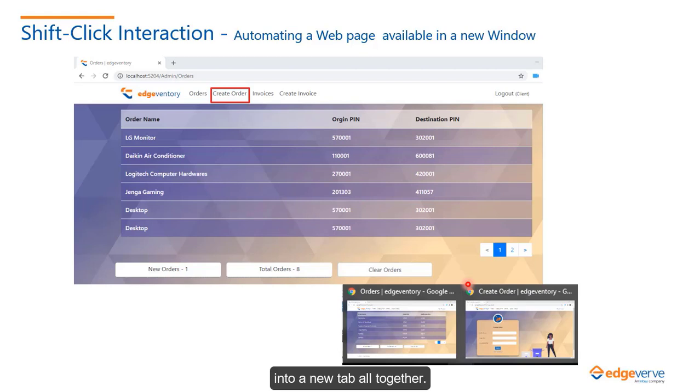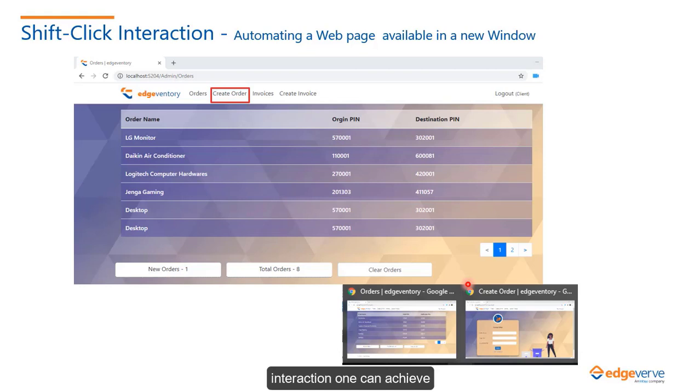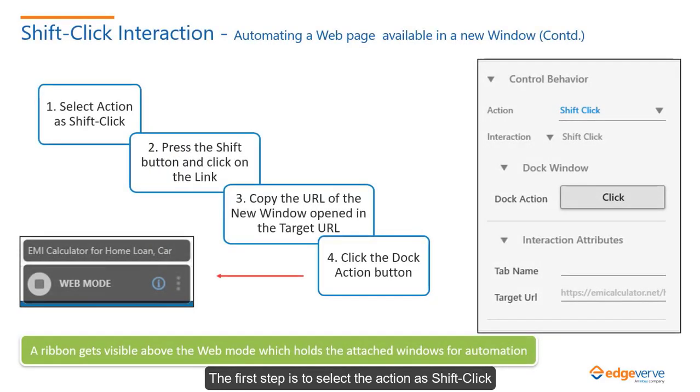Say a user wants to perform interactions. Now from normal automation scenario this cannot be achieved, but using the shift-click interaction one can achieve this particular scenario. Now let us discuss the different steps to configure the shift-click interaction. The first step is to select the action as shift-click.